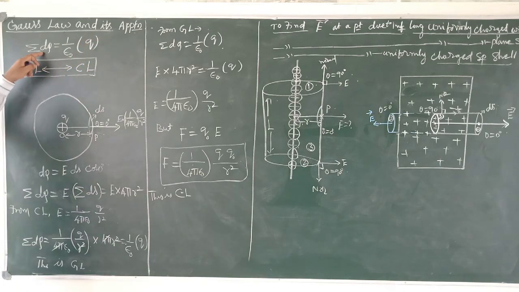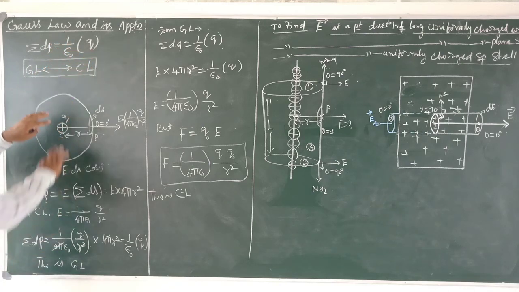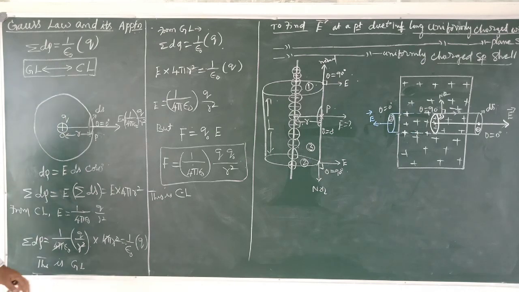Gauss law deals with electric flux. It states that the total electric flux, total means summation, through a closed surface is equal to 1 by epsilon times the total charge enclosed by the surface. Understand very clearly: Gauss law is applicable only for closed surfaces. What charge we have to consider? The charge enclosed by the surface.